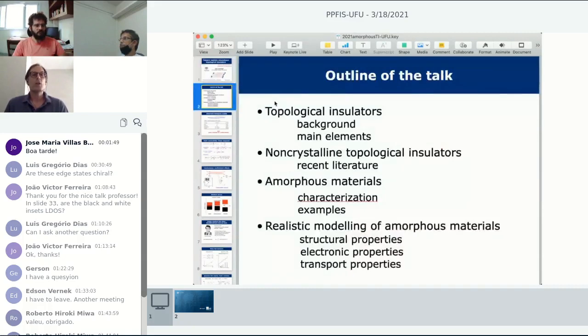Okay, so the plan is this. Some of you probably know some of the background of topological insulators, the main elements. I think, well, at least Tobias has worked on that, and I guess many other people in the audience. And then I'll give a brief review of what are called non-crystalline topological insulators, and then I go to amorphous materials. This is old stuff.